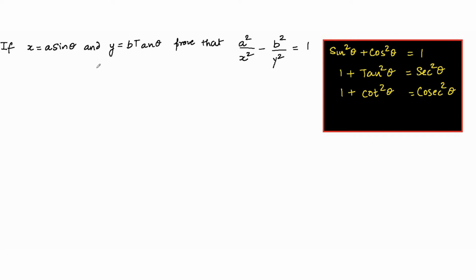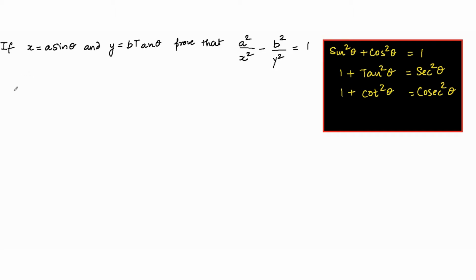Let us take a look at this question. It's given that x is equal to a sine theta and y is equal to b tan theta. We have to prove that a square by x square minus b square by y square is equal to 1. So now I should first see how can I get the value of a square by x square. To get the value of a square by x square, first of all, let's see if I can get the value of a by x.